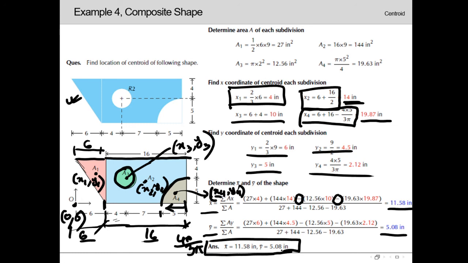So basically, these 4 examples that we had shown in this lecture cover the total basics of centroid, and I hope you will be able to solve any problem if you understand these 4 examples very well.